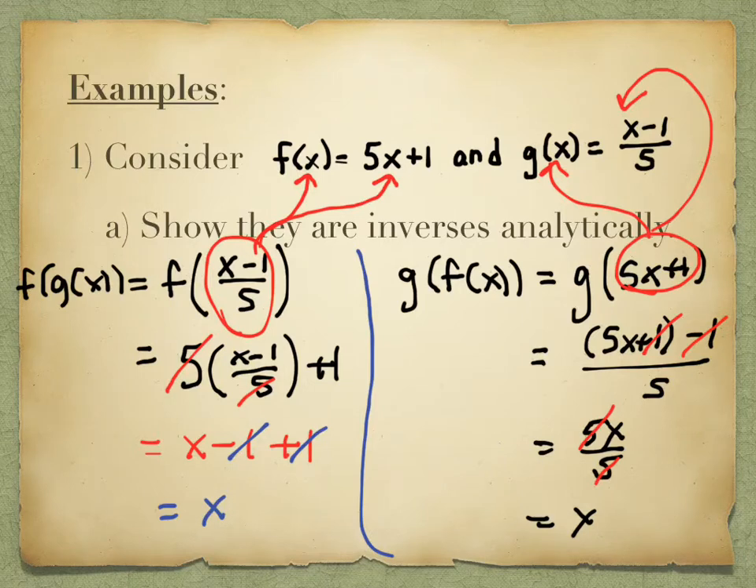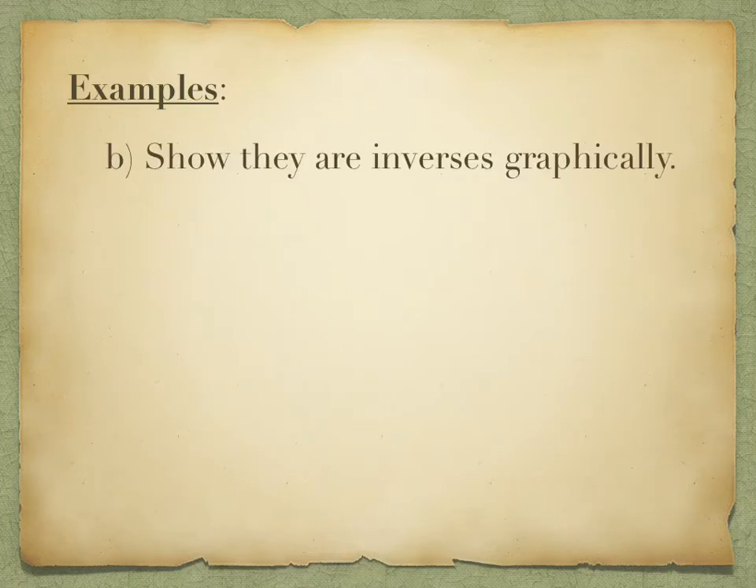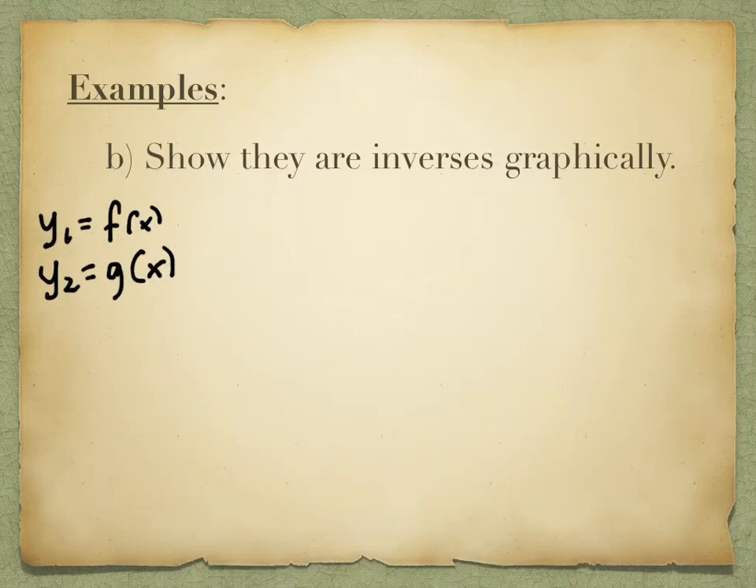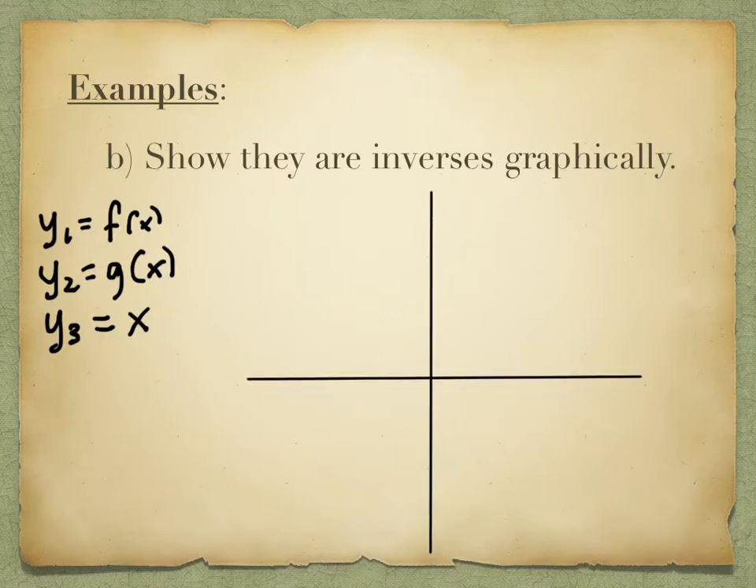Okay, if you have your calculator with you, grab your calculator for me. The next thing we're going to do is show that they are inverses graphically. So what does that mean? Well, we're going to plug three equations into your calculator: f of x, g of x, and a third one as well. In your calculator, you're going to do y1 as the f of x function, y2 as the g of x function, and y3 as simply x. They're all going to be lines, by the way, so don't be surprised when that happens. I'm going to put in the third line first on my picture on the board.